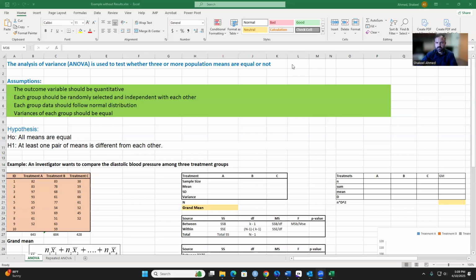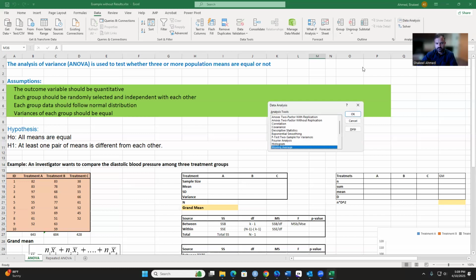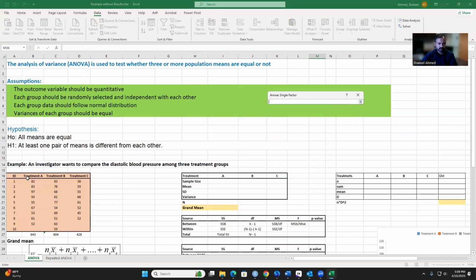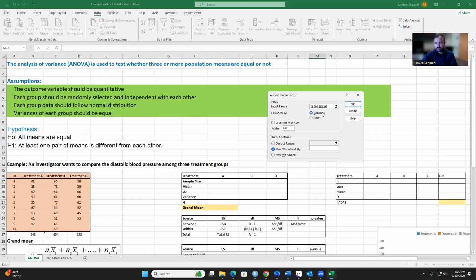So let's apply the analysis of variance using the Data Analysis ToolPak option. We have single factor analysis of variance, and I select the input data. I'm selecting all the columns with all the cells. The groups are column-wise, so I'm selecting columns, and the alpha is 0.05. The labels are in the first row, so we should select that option. The result will be saved on a new worksheet, and okay.